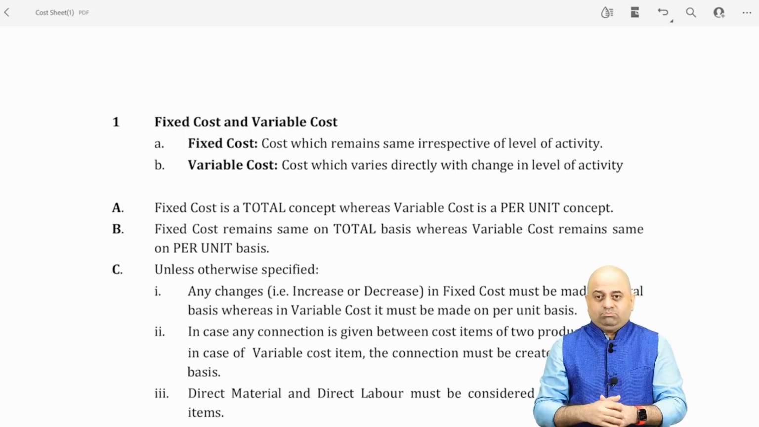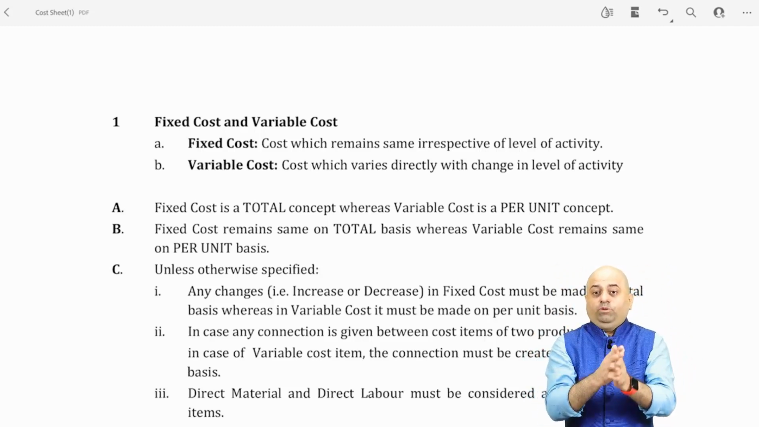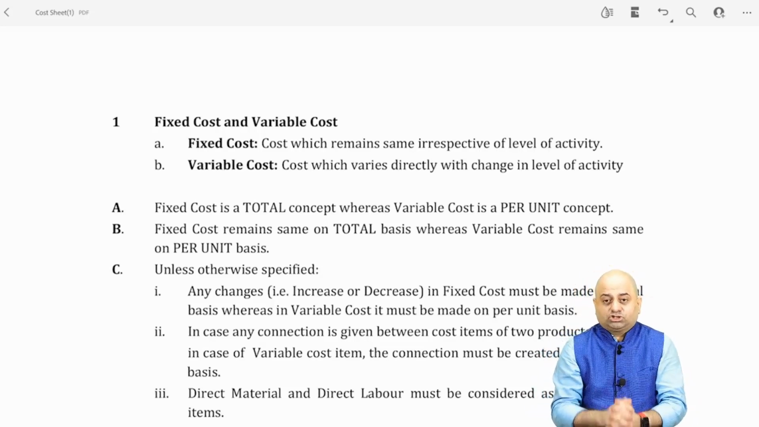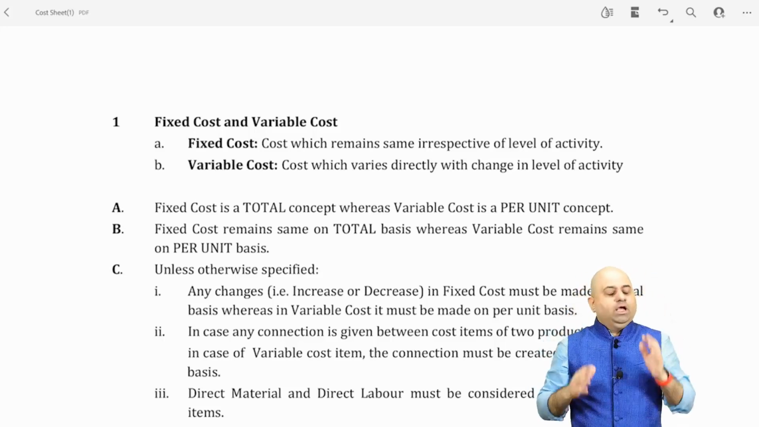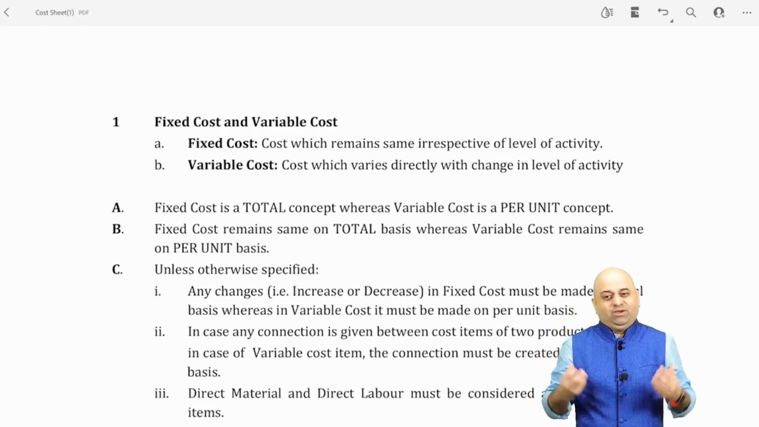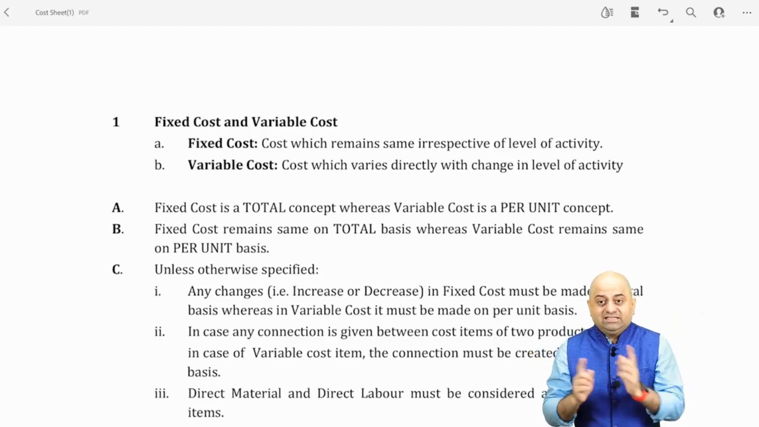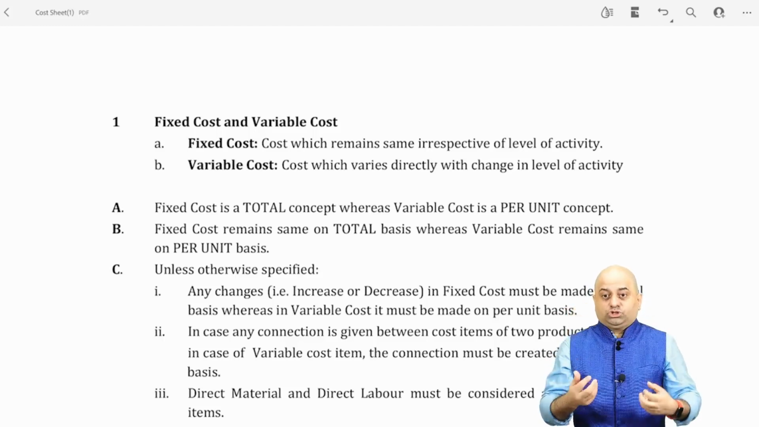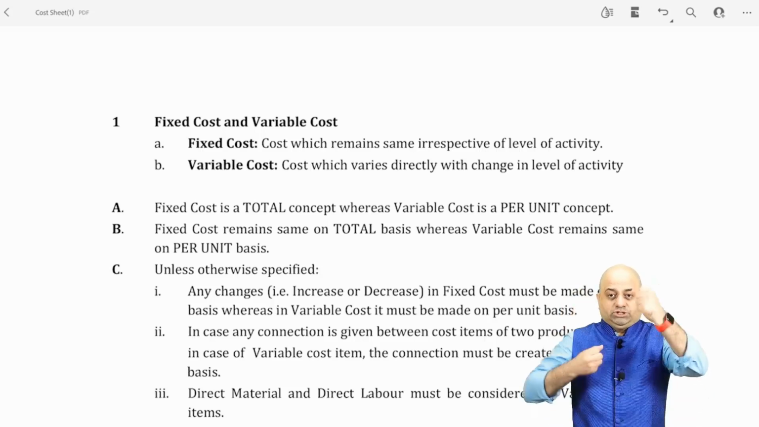Any changes would mean increase, decrease. Any changes in case of fixed cost should be done on total basis, whereas any changes in variable cost should be done on per unit basis, of course, unless otherwise specified. If the problem is specifying something, we can't do anything. Problem says do this, we do that, we have no choice. But unless otherwise specified, any changes in fixed cost should be done on total basis, any changes in variable cost should be done on per unit basis.